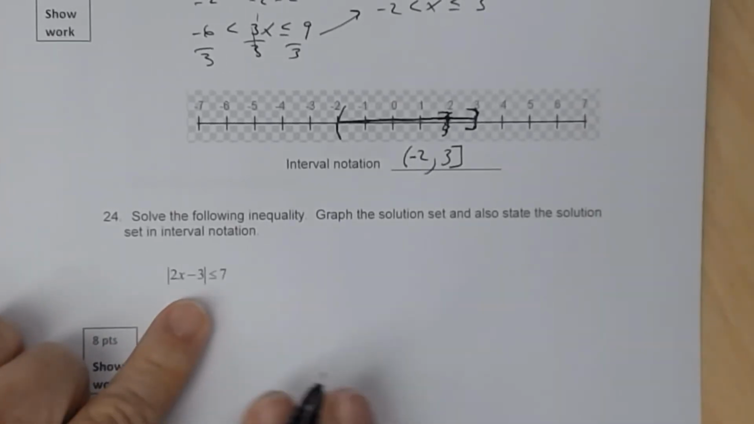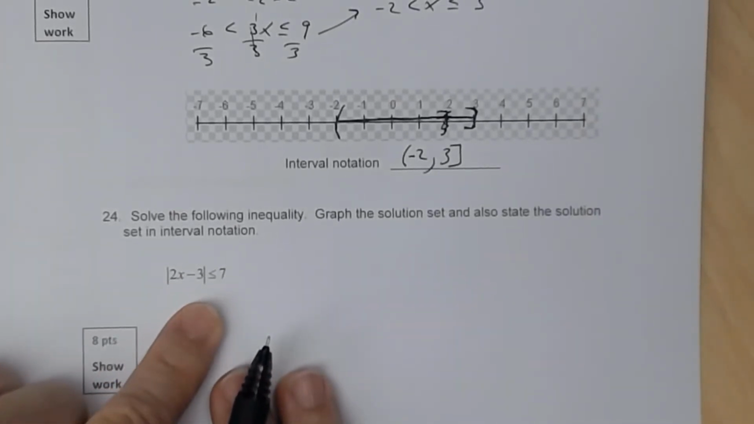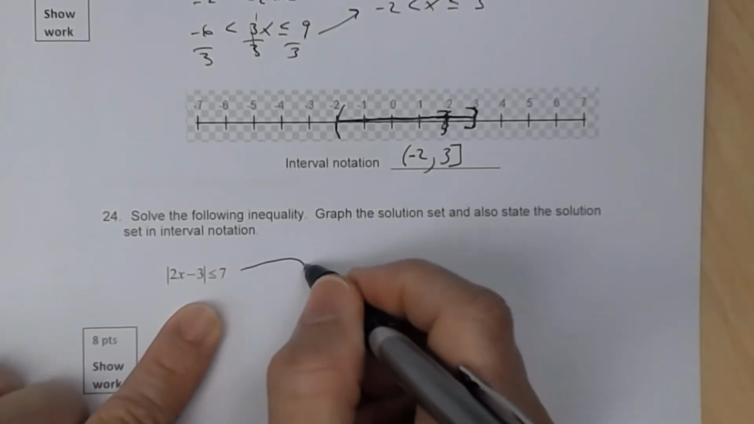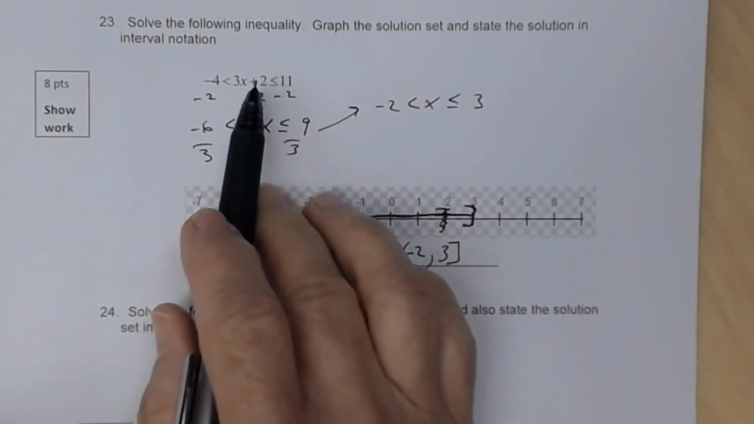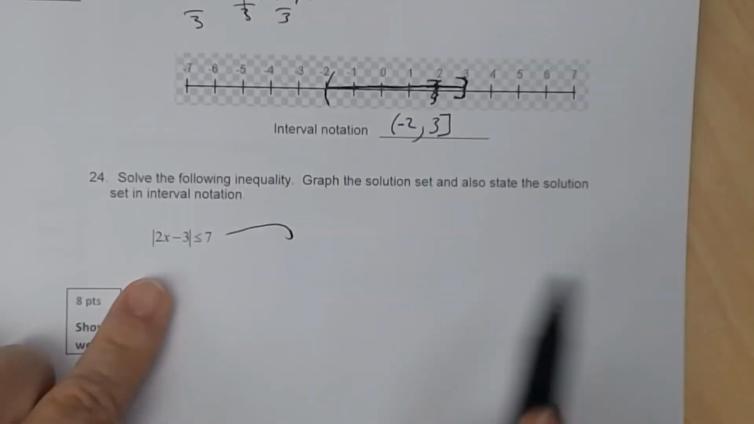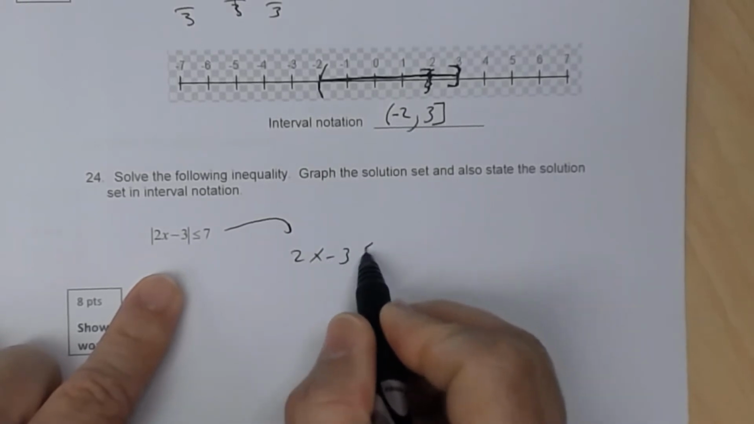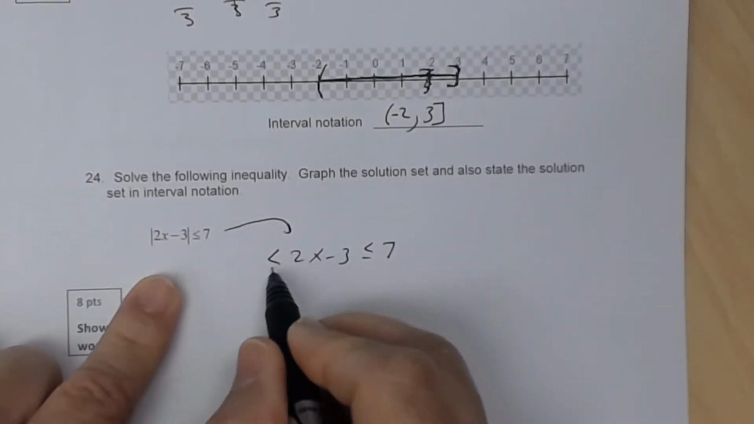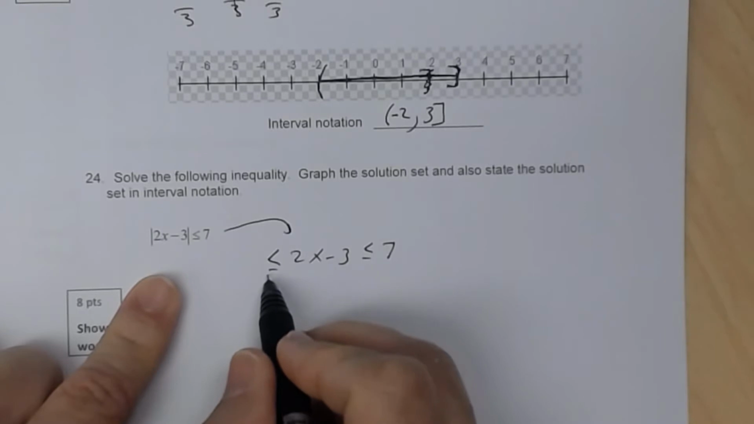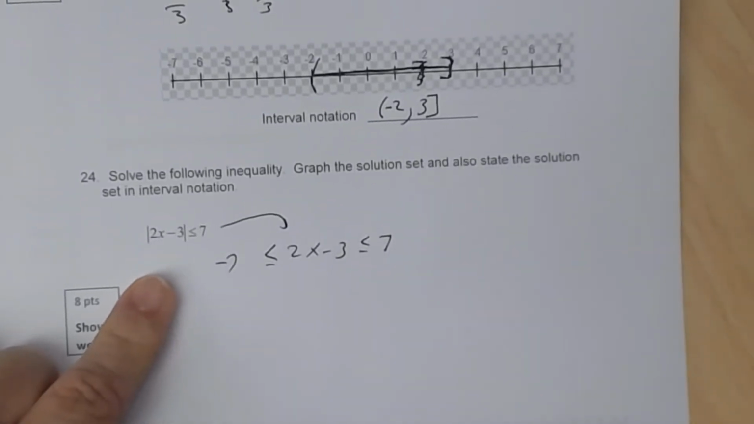Now over here, this is an absolute value inequality, but it's a less than. So remember, if it's a less than, that's where you're going to write it as a compound inequality that looks just like this. So you're going to say 2x minus 3 is less than or equal to 7, and at the same time, that expression has to be bigger than or equal to negative 7.